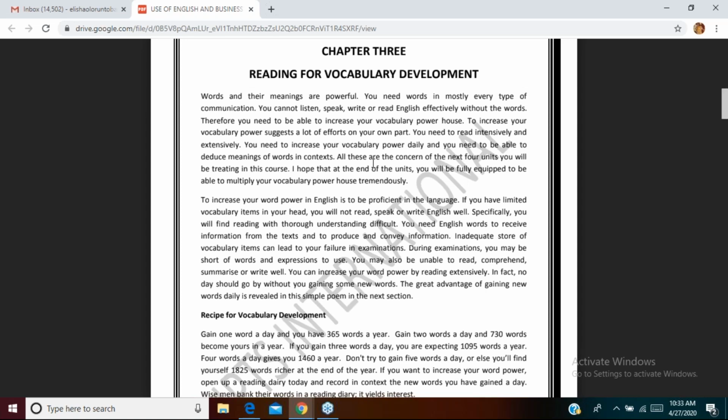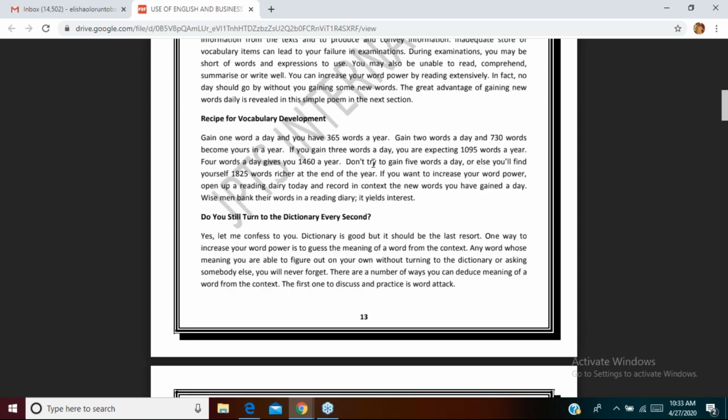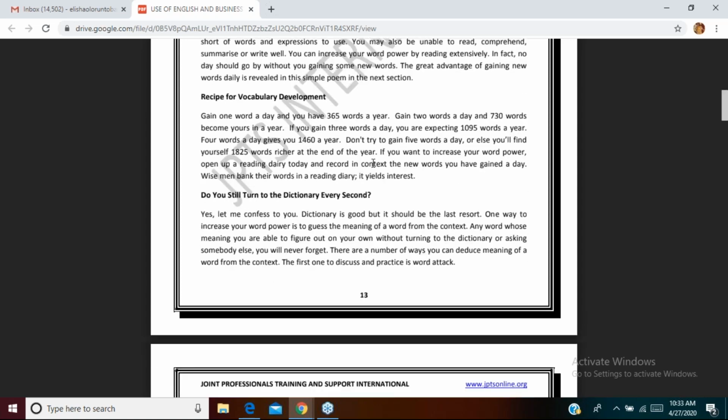So having looked at that, we are going to look at research for vocabulary development. That is why I said you need to have your pen and paper or book to write, because there are a lot of things I'm going to be saying that you don't even have in your slide. It's important. So now, research for vocabulary development, gain one word a day. Please, I plead with you that you should be able to do what? Gain one word a day.